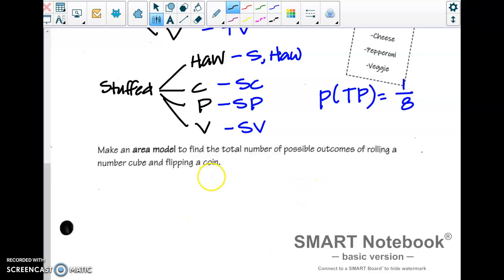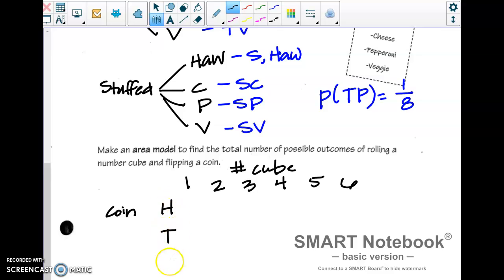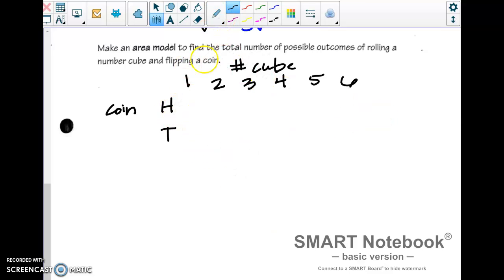It's the same idea. So if you think about what we are doing, rolling a dice. On the number cube, think about what the possible outcomes are. When you roll a dice, you could possibly get a 1, a 2, a 3, 4, 5, or 6. So I'm going to put those at the top, and then along the side, I'm going to do the coin. So when you flip a coin, you have 2 possible outcomes, heads or tails. So that creates this rectangle model, this area model.